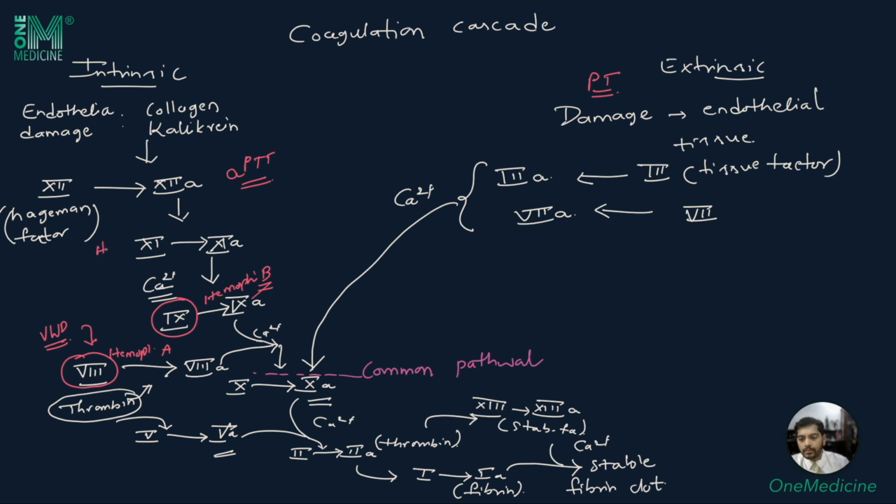Hemophilia C is an entity where factor 11 is affected, and because of the low factor 11, again the intrinsic pathway is affected, and very similar to hemophilia A and B, here the APTT is elevated.